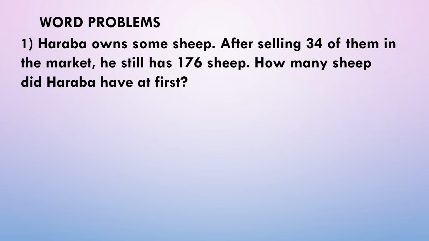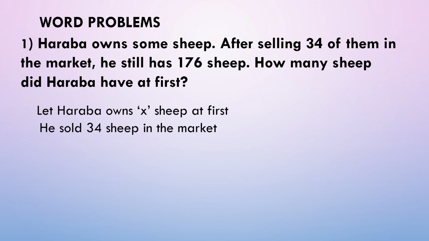Now let us solve the word problem sum. Harappa owned some ships. After selling 34 of them in the market, he still has 176 ships. How many ships did Harappa have at first? We don't know how many ships Harappa owned, so let us take that Harappa owned x ships at first. He sold 34 of them in the market and he still has 176 ships with him.